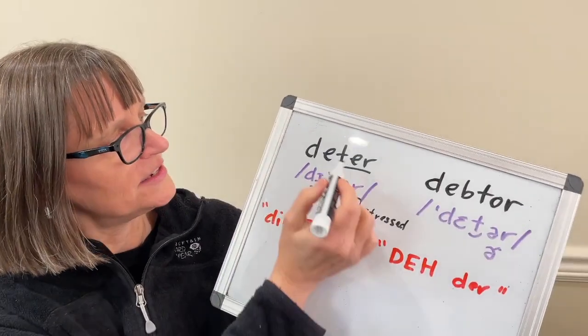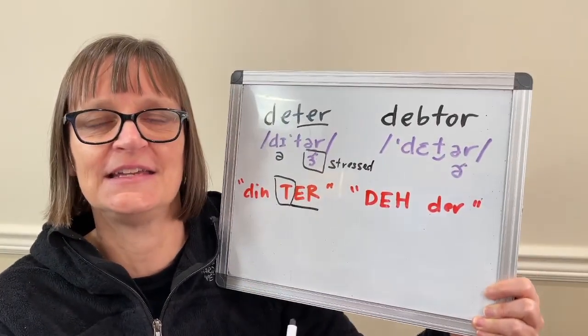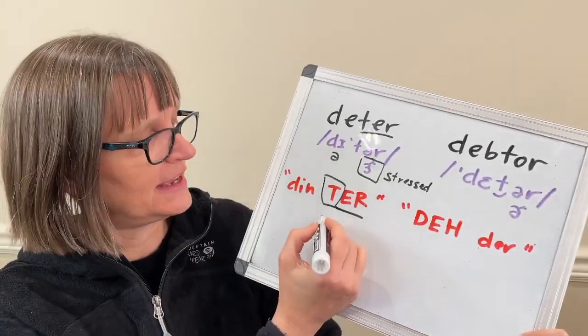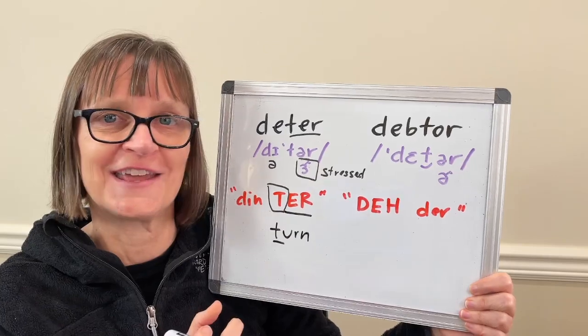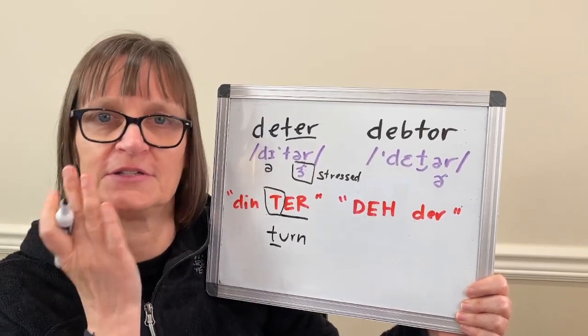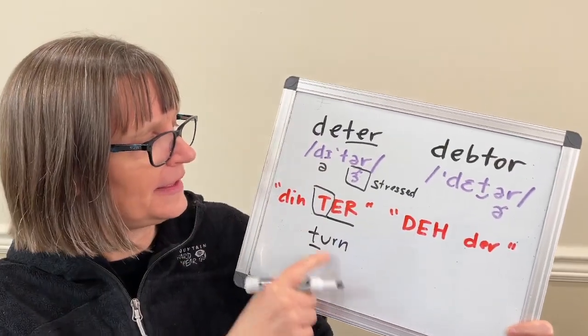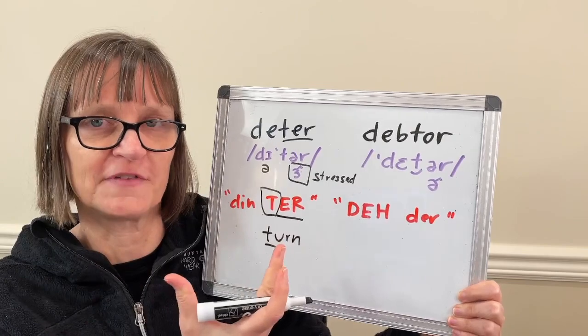Also notice that in deter, my T sounds the same as a T in a word like turn or take. It's an aspirated T, and it functions just like the T at the start of a word. So there should be a little puff of air, deter. That's because this syllable is stressed, so I say the T with the burst of air.